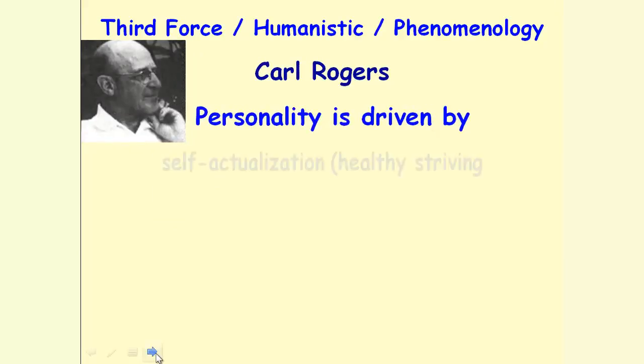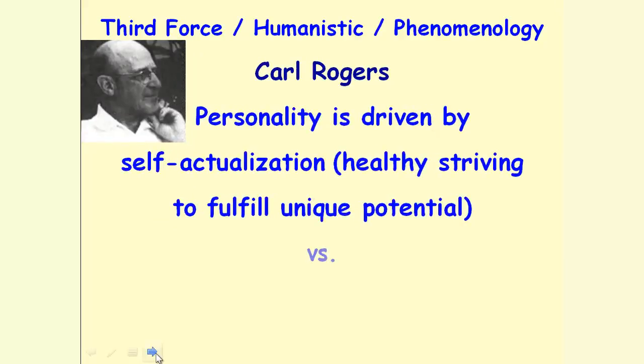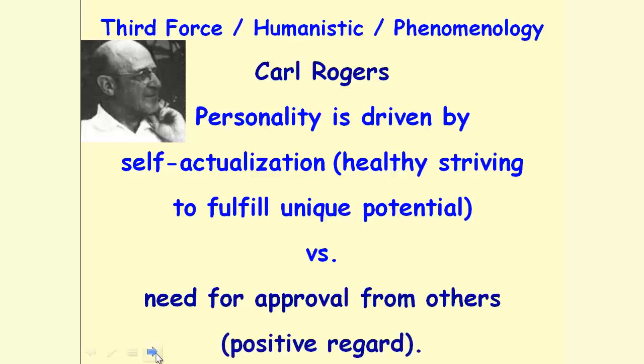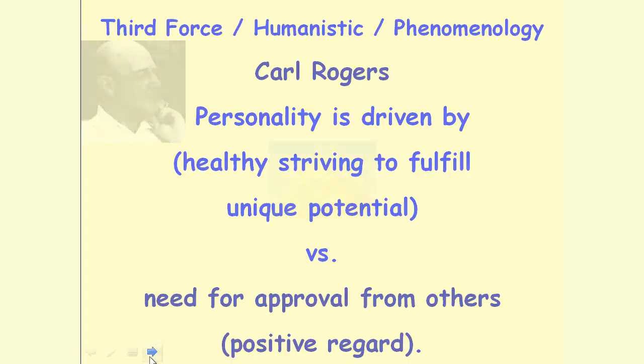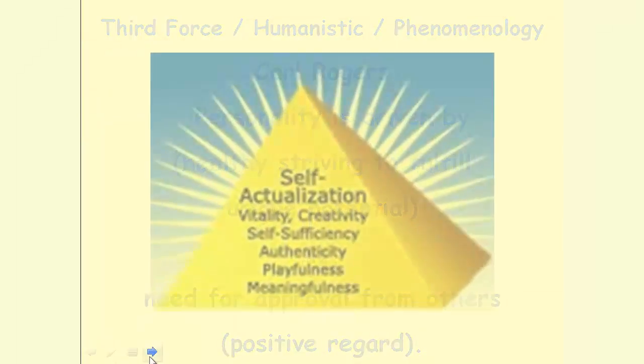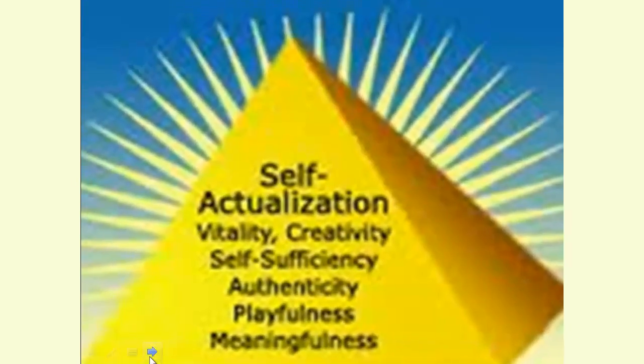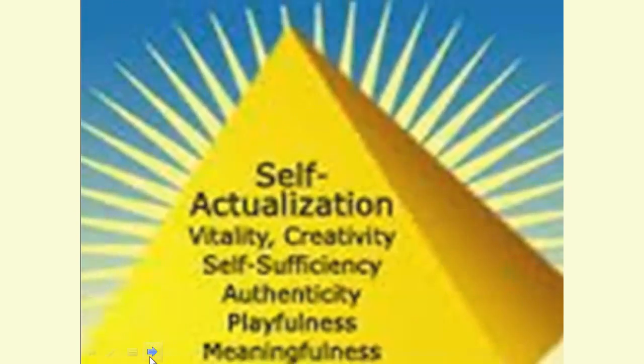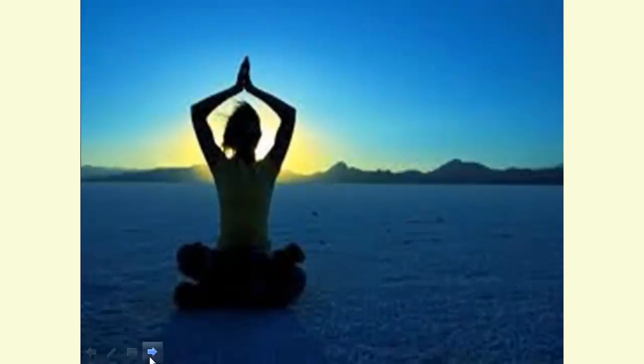Humanistic theory is associated with Carl Rogers. According to Rogers, personality is driven by healthy striving to fulfill one's individual, unique potential versus the need for approval from others, called positive regard in this theory. Humanistic psychology considers the ways in which we view ourselves in relation to others and concludes that we each have an awareness of ourselves and our life that leads us to search for meaning and self-worth.